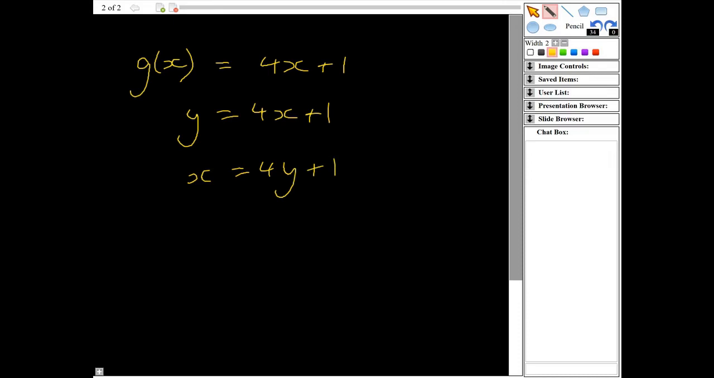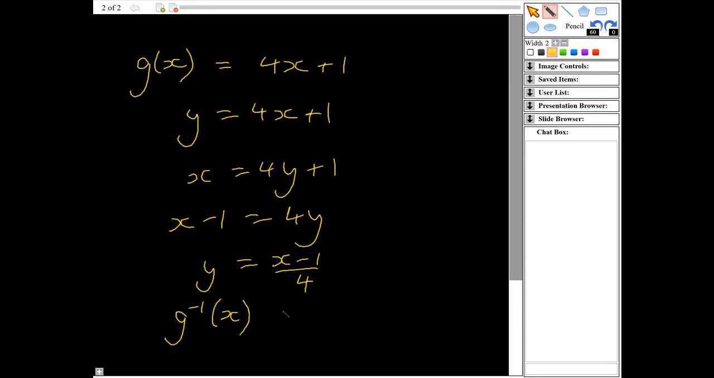So I'd start off by taking away 1. So I'd say x minus 1 is equal to 4y. Then I would divide by 4. And I'll sort of write it down the other way. So I'd have y is equal to (x minus 1) over 4. Then I can replace the y with my inverse function. So the inverse function of g of x is equal to (x minus 1) over 4. So that should be my inverse function.